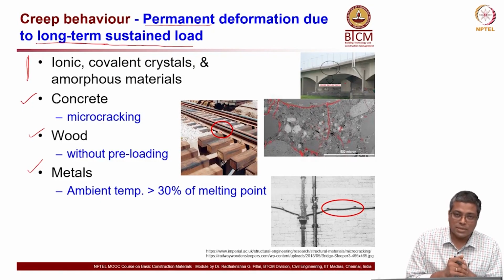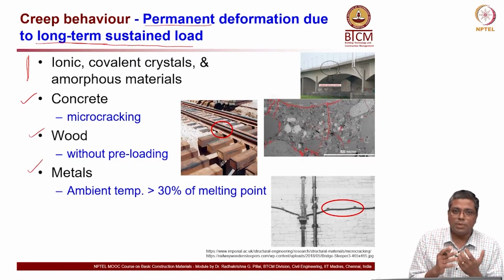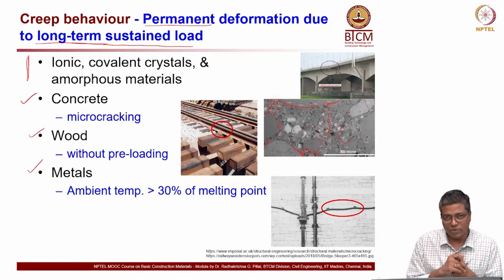Another case is metals, where creep happens when the ambient temperature or the temperature of the metal itself is more than about 30% of its melting point. If it is less than that, then the creep deformation is not very significant.